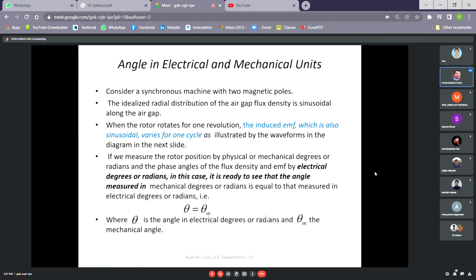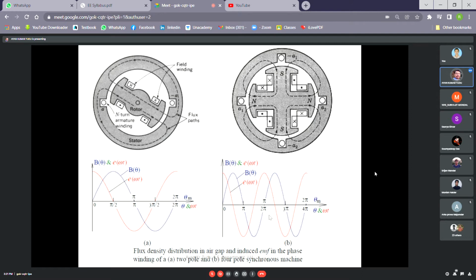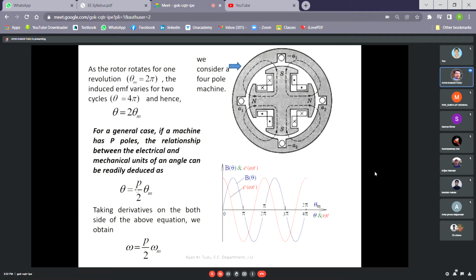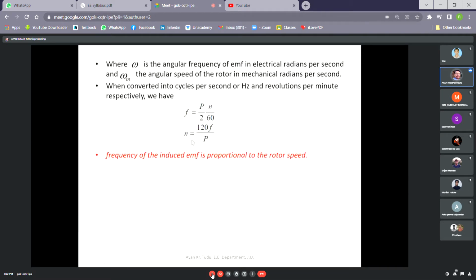ঠিক আছে? So আমি এই স্লাইডটা স্কিপ করছি because I think you know that theta electrical equals p by 2 theta m, this is the relationship between the electrical and the mechanical units of an angle. আশা করি সেটা জানো তো. আমি সেটা কিভাবে আসছে সেটা এখানে দেওয়া আছে, সেটা তোমরা জানো বলে আমি এটা স্কিপ করে যাচ্ছি। And how this equation is coming, I think from this equation very easily we can deduce this particular equation, that is n equal to 120 f by p. Okay, we know this one, so I'm skipping this.